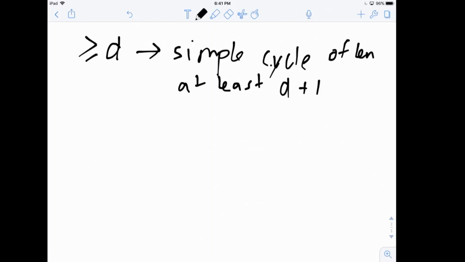So, every single node has to have a degree greater than or equal to d. Not d nodes, every single node. So if every node has a degree of greater than or equal to d, this means that there are at least d plus 1 nodes, right? Because any one node is its own node plus it has d neighbors, total of at least d plus 1 nodes.